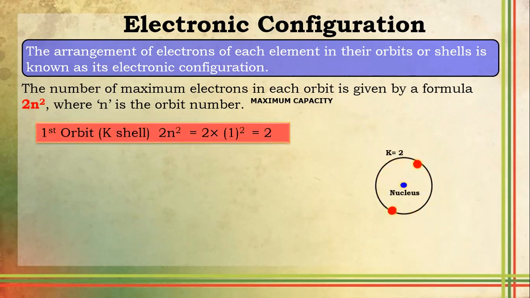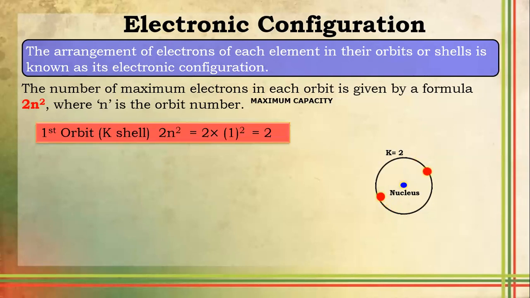So first square, then multiply. So 1 square is 1, multiplied by 2. So the maximum capacity of the K shell is 2, which means in the first shell, 2 electrons can be there at maximum. We cannot put more than 2 electrons in the first shell. It can be less than 2, but not more than 2. Okay, so that is the meaning of maximum capacity. So the K shell can only take 2 electrons, not more than that.